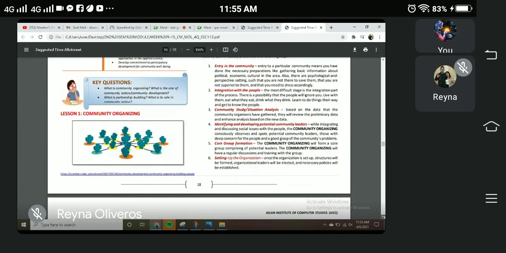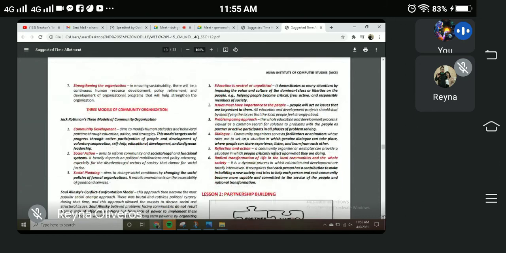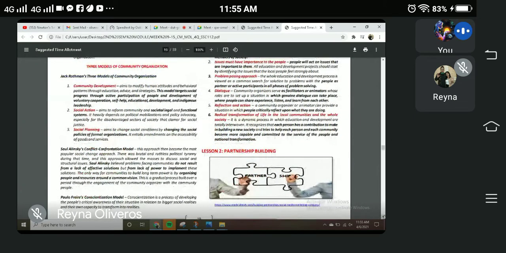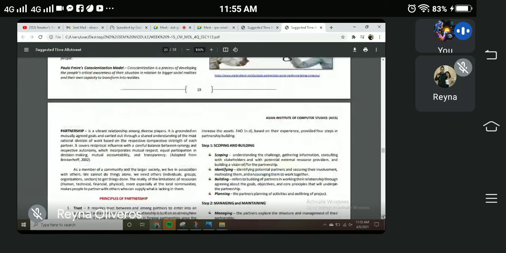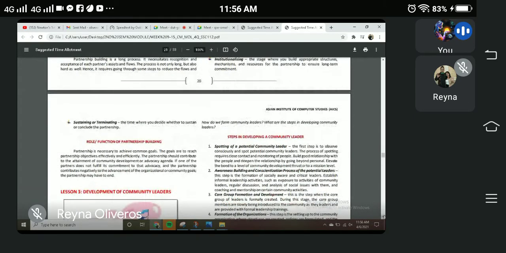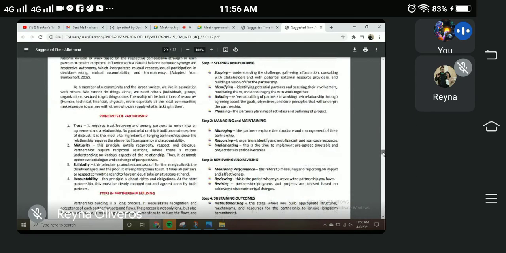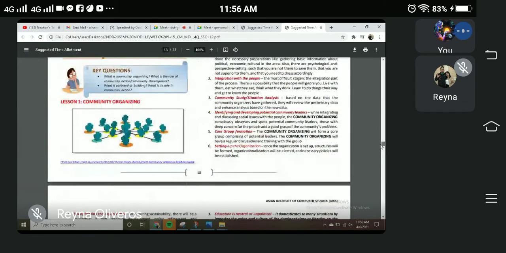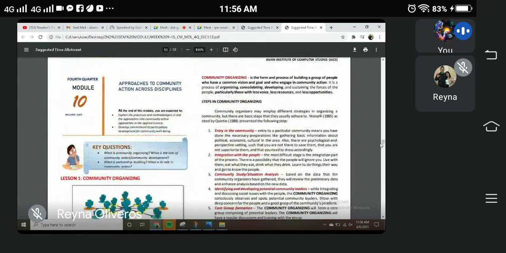For lesson number 2, we're going to discuss partnership building. And for lesson number 3, we will discuss the development of community leaders. So, as a start in our lesson, this main topic, approaches to community action across the disciplines, has as its main objective to explain the process and methodologies when it comes to the approaches of community action.